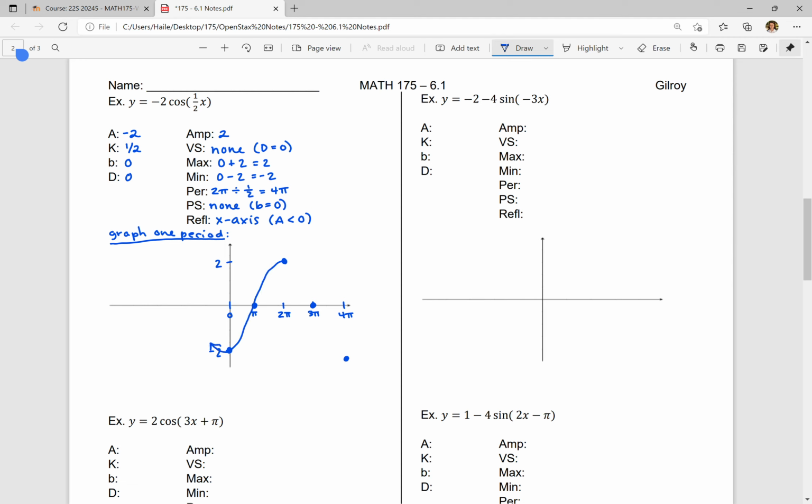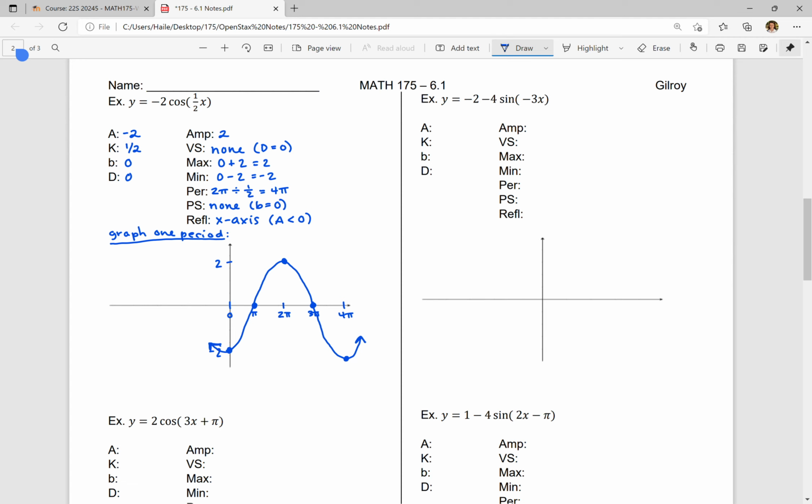So the next thing you should do is connect the dots with a smooth curve. So don't make them straight lines. Make sure that you try to make them as rounded as possible. And then make sure to draw 2 arrows on each end. So this is the completed graph of one period of our function.